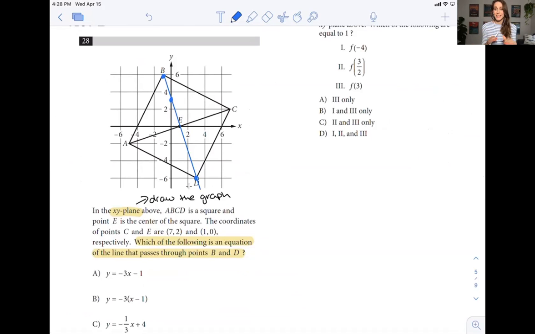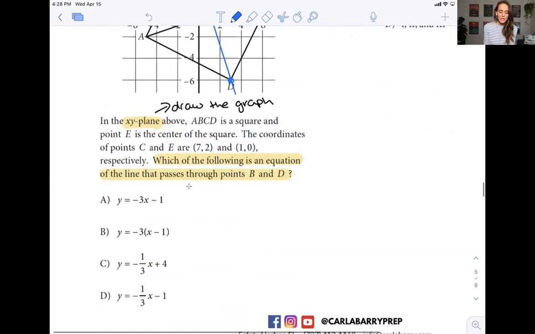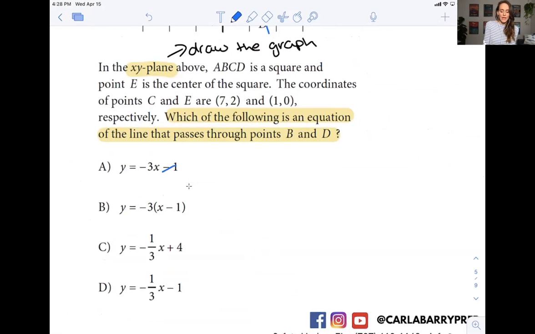So draw the best line that you can with that. So we can see we need a positive y-intercept that's between 2 and 4. It can't be a negative 1 y-intercept, that's too small. Can't be a negative 1 y-intercept on here, again, too small. Positive 4 is too big, so it's going to have to be b. And when I multiply this out, I get negative 3x plus 3, and yes, that works. 3 would be between 2 and 4.